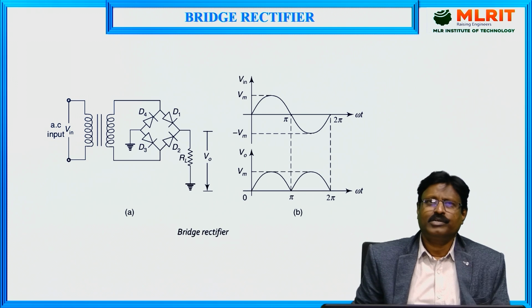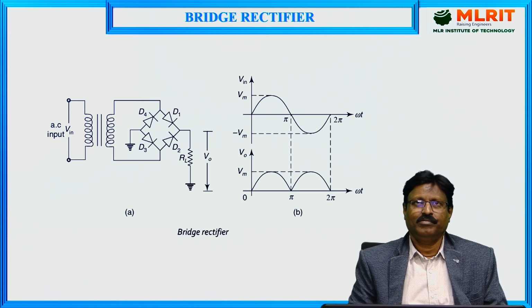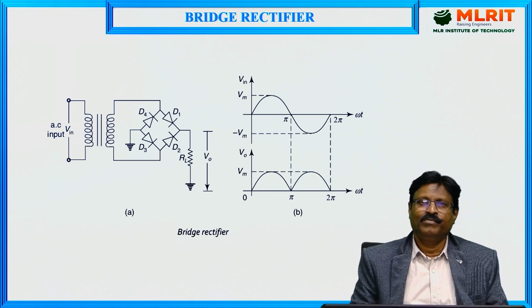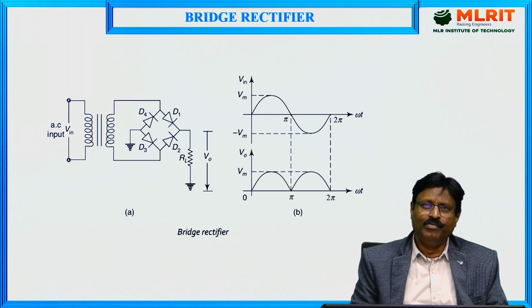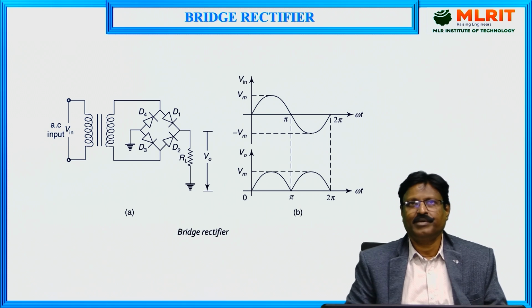So, in the last classes, we discussed various types of rectifiers. The first type is the half-wave rectifier, the second type is the full-wave rectifier, and an improved version of the full-wave rectifier is nothing but the bridge rectifier.